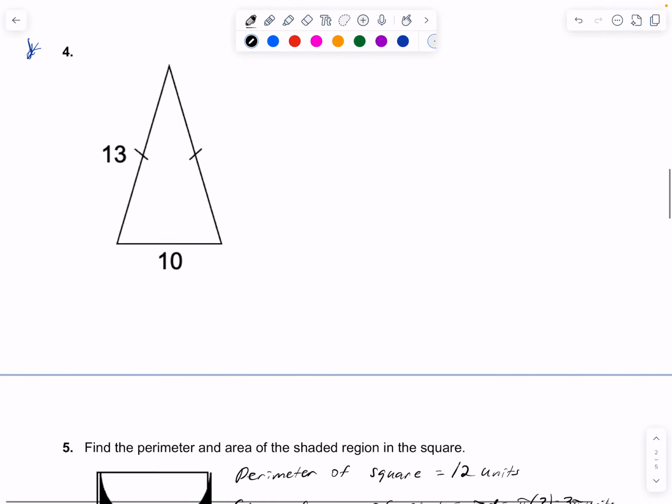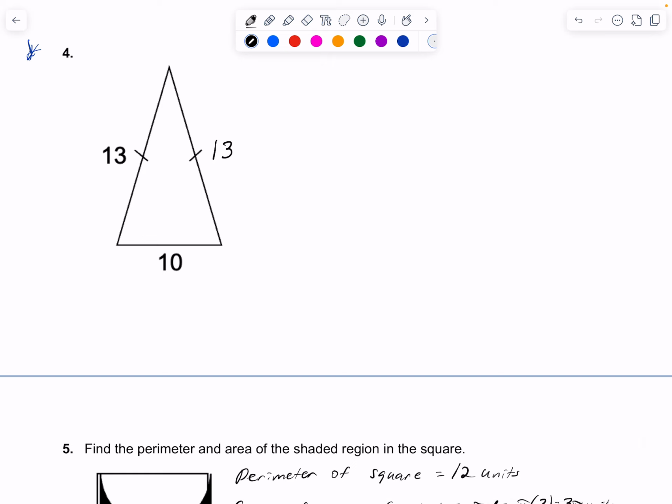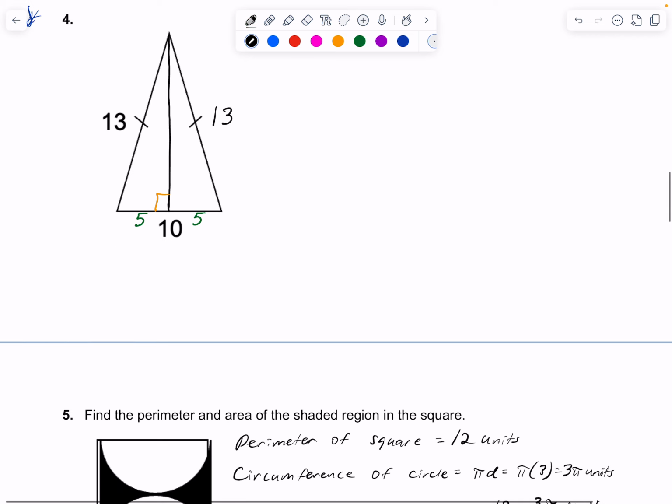So it is an isosceles triangle, so I know this is going to be 13 as well. I'm going to draw that altitude coming down to make that 90-degree angle, right? Which is also going to split this in half to be 5 units for each of the part of that base. And then what I'm going to do is notice that this is a right triangle. I have this one memorized. If you don't have this memorized, 5 squared plus the height squared equals 13 squared. You can use your calculator or do your math for that.